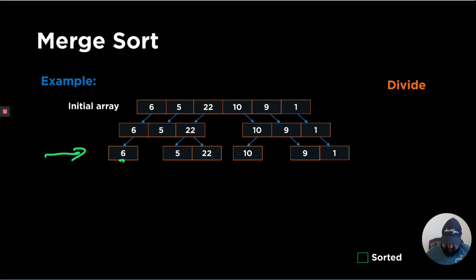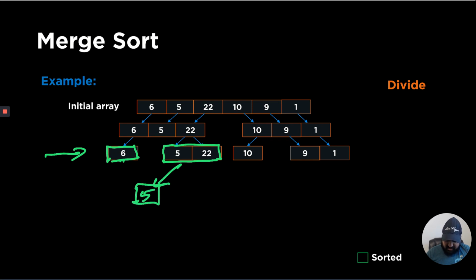Next, we know this array already has one element, so we stop right here. But now this subarray still has two elements, so we are going to call merge sort on its left half and merge sort on its right half.